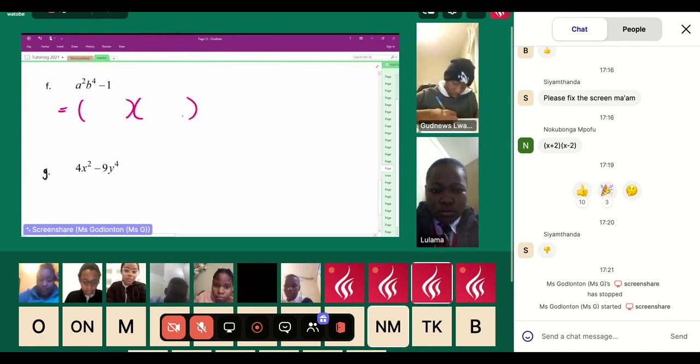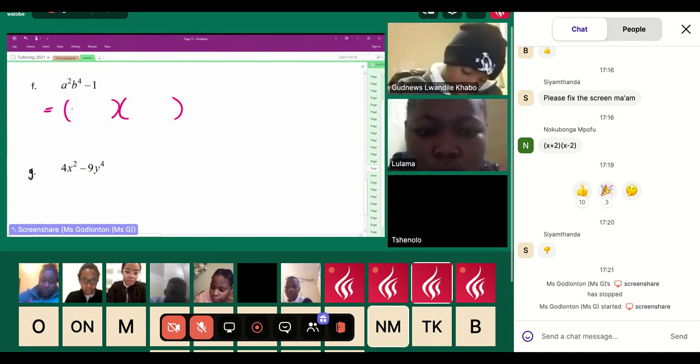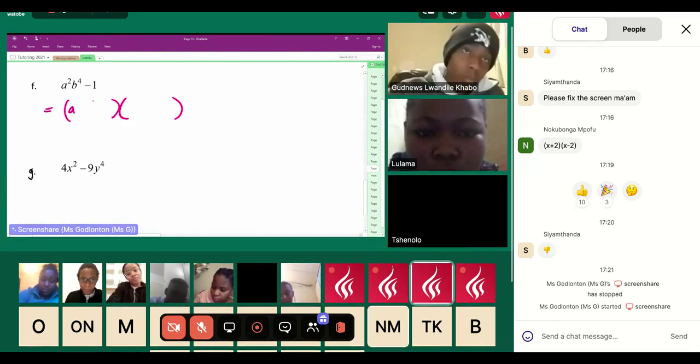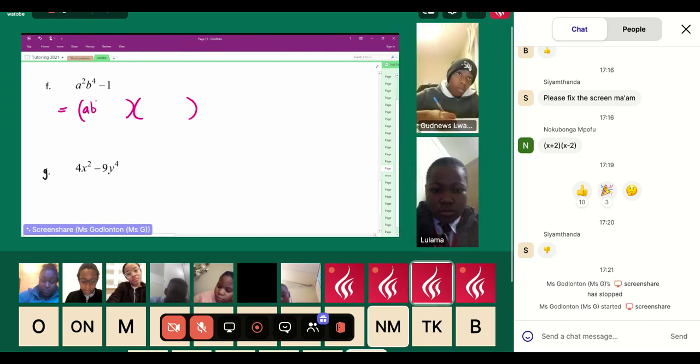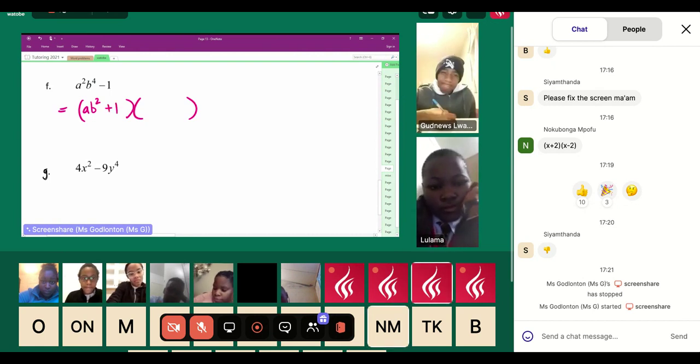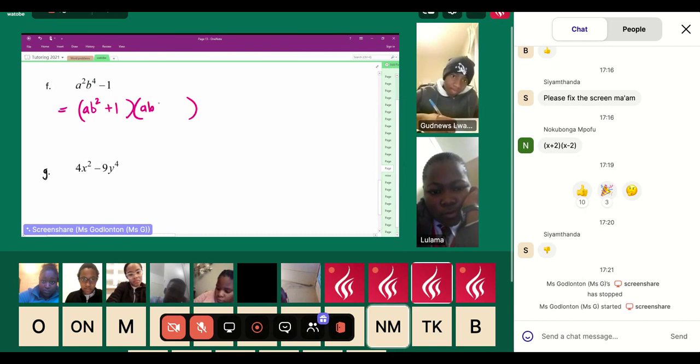Okay, all right, talk me through your answer for F. Okay, so bracket A plus B squared. Oh, close. I like the B squared, but we're not going to have it as a plus. We're just going to write them together. Okay, AB squared plus 1. And then on the other bracket, AB squared minus 1.